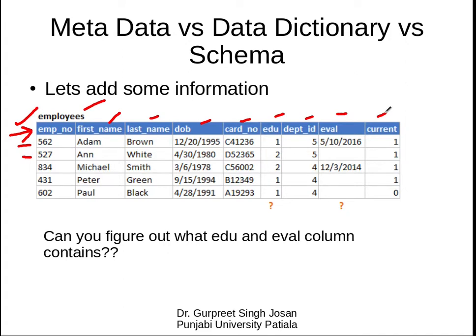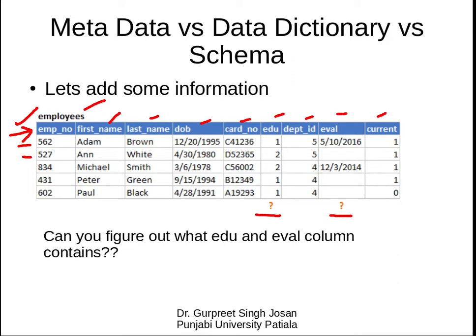So by just providing the name of the column and by providing the name of the table, we have a lot of information about this data, but still some information is missing. For example, in the education field, the values are 1 and 2. By just looking at the values, we cannot find out what the 1 means and what the 2 means. In a similar way, in the eval column there are 2 dates, but what these dates are conveying to us, we cannot say anything about these things.